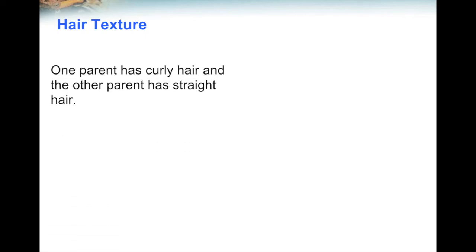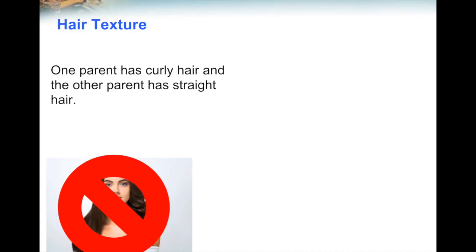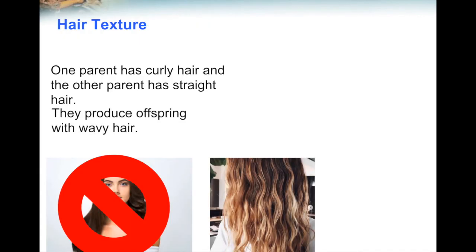Now, incomplete dominance is not just shown in certain colors for, let's say, flowers. It could also be shown in something like hair texture. So let's say one parent has curly hair, the other parent has straight hair. Their offspring is not going to have half of the head straight and half curly. It's going to have a mixture or a blend of those 2 hair textures. So they would produce offspring that have wavy hair.